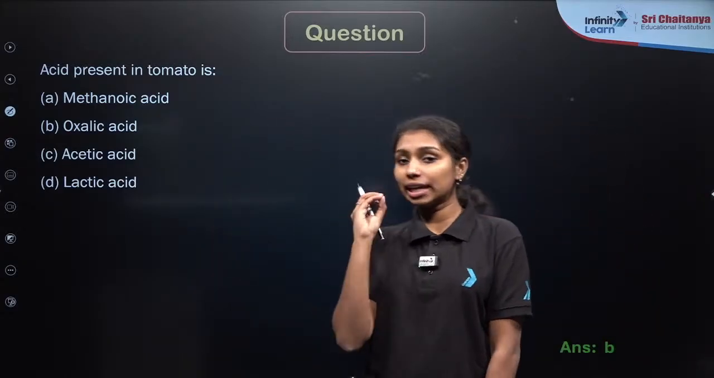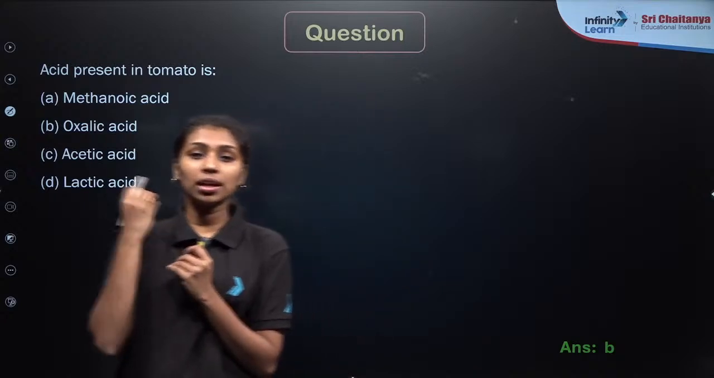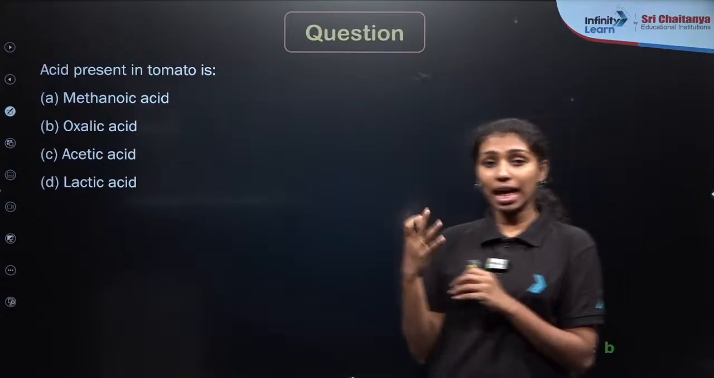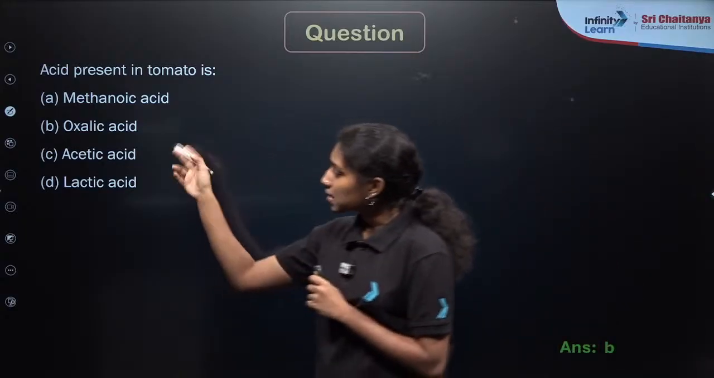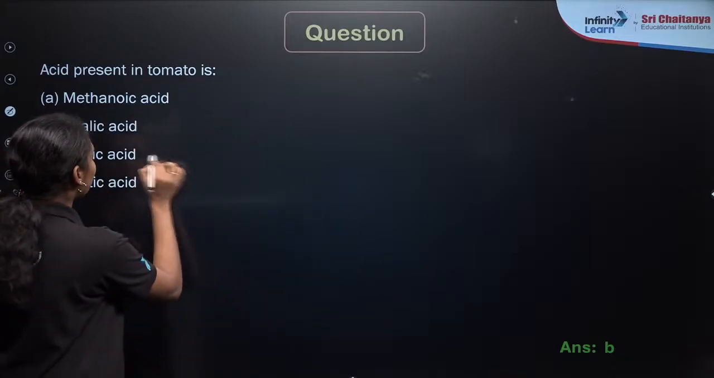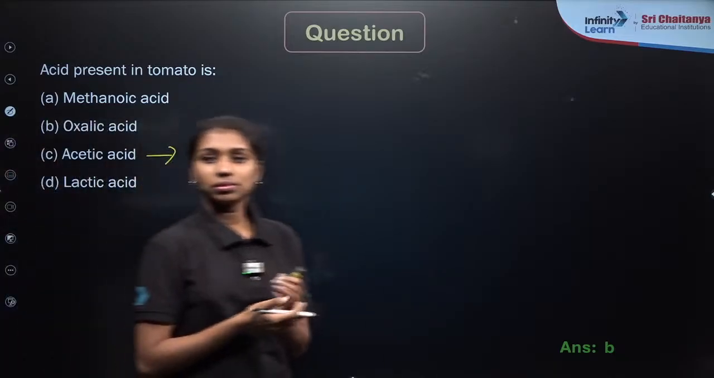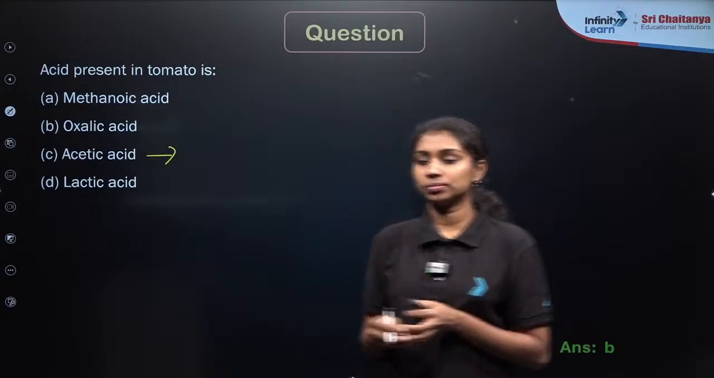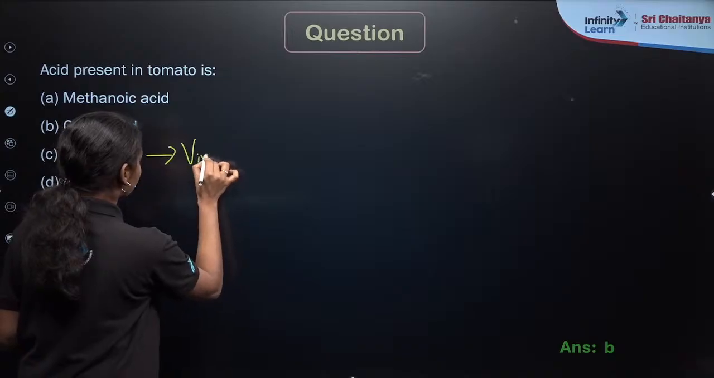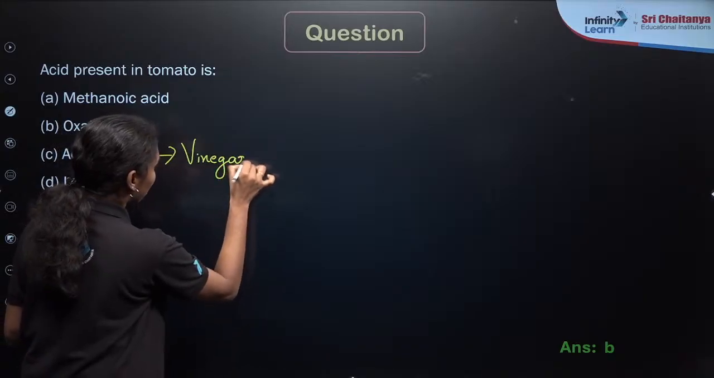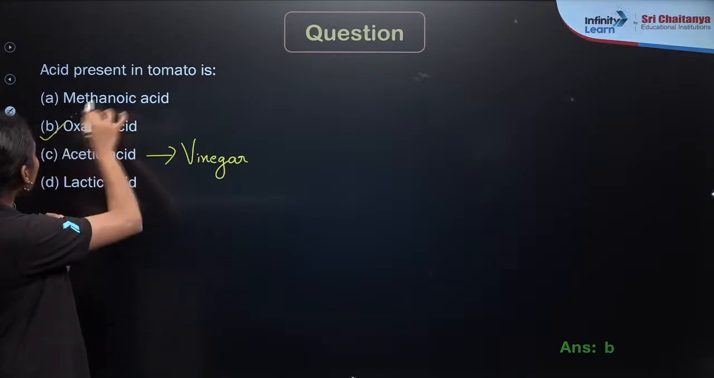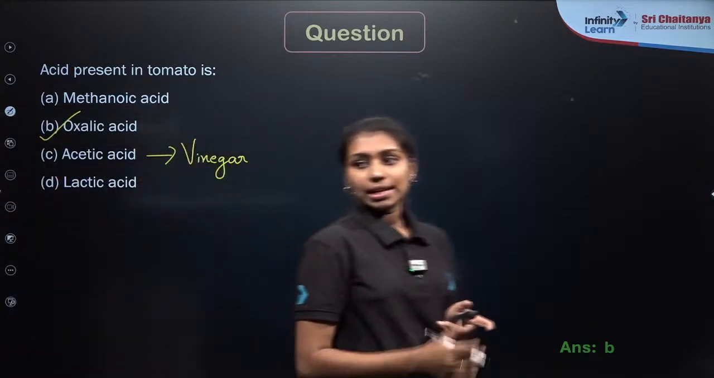So we need to get an idea about the different types of acids present in different things, for example in fruits, milk and everything. So you must have an idea about the different acids present in different components. So oxalic acid is present in the case of tomato. Then what about acetic acid? Is there any example for acetic acid? Real life example. Okay, I hope you have an idea about vinegar. Vinegar is chemically acetic acid. So here our answer is option B. Clear? Yes.